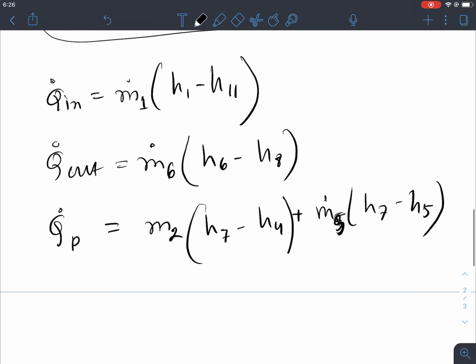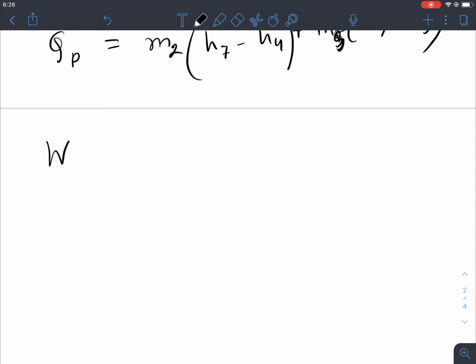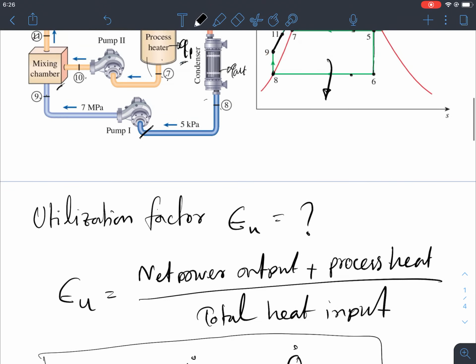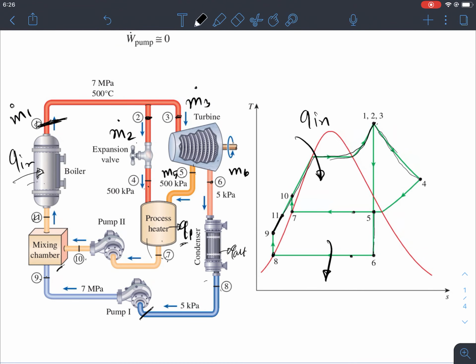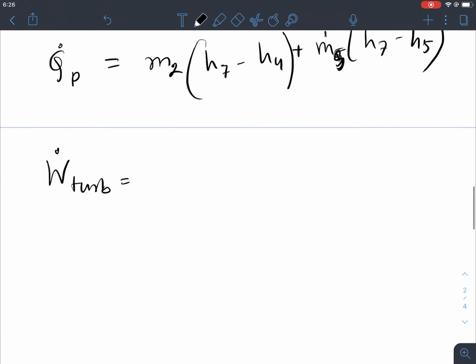Okay, so this is the process heating, and then turbine output, W turbine. We can see how much the turbine output would be. Basically the turbine output is nothing but M4 minus M5 minus M6 right here. If the turbine inlet is M3, instead of M5 and M6 we can write it in M3.